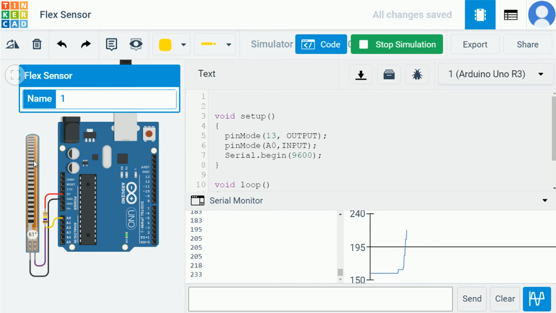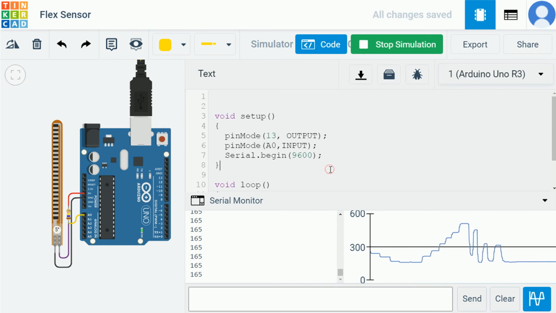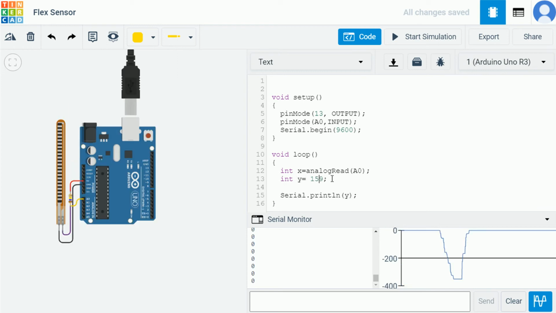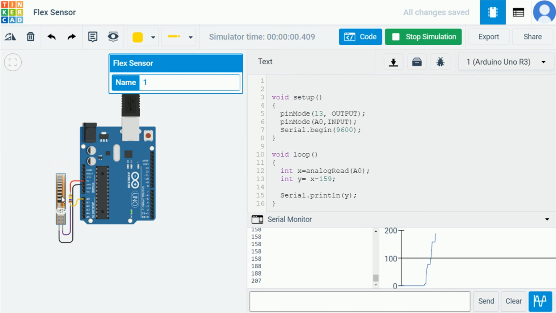Let's bend it and see. The value is changing proportionally. For 180 degrees, the value is 511. You can see, as the sensor is being bended, the graph is also moving up and down. 159 is the minimum value, so we will subtract it from the input and store it in variable y. Now the value of y varies from 0 to 352.